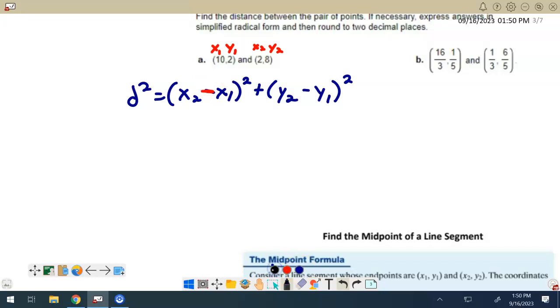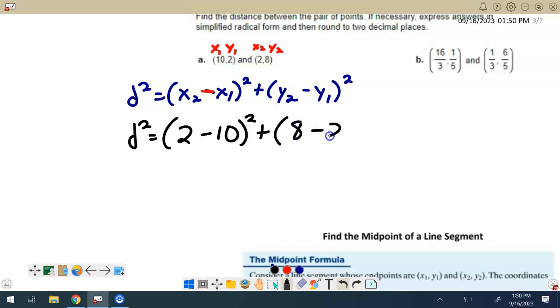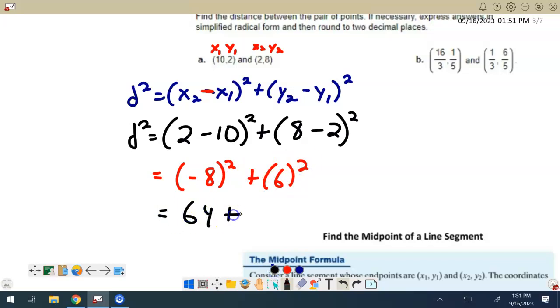Right, so we're going to have the distance squared equals x2, which is 2, minus x1, which is 10, plus, and that has to get squared. I didn't say that out loud, sorry. So x1, which is 10, squared, plus y2, which is 8, minus y1, which is 2. That has to get squared. And then we just simplify the right-hand side. So this is going to give me negative 8 squared plus 6 squared, which will be 64 plus 36, which is going to be 100, right? Which is a really pretty nice number to have here.